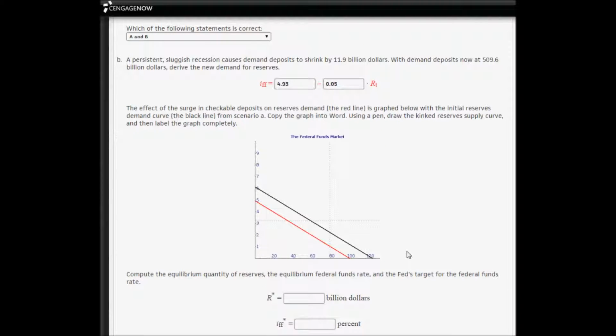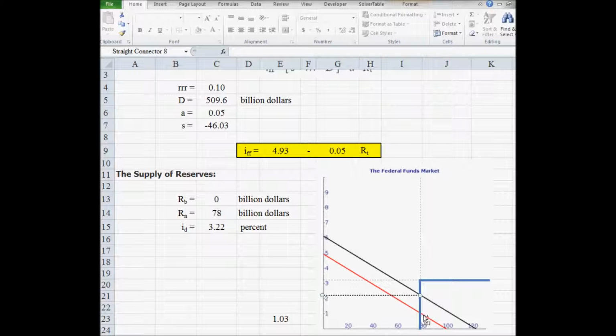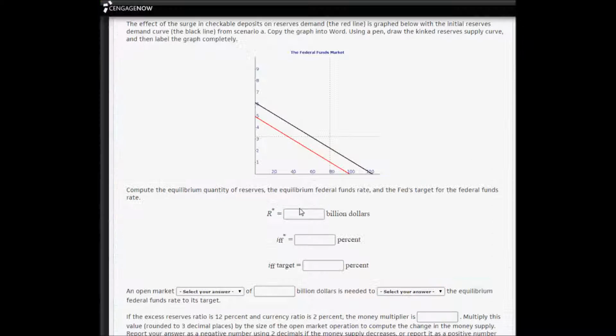And it's shown down here in this diagram. So this is the original demand curve for reserves, and this is the final demand for reserves. I'm going to copy and paste that into Excel. With the target at 2.22%, the federal funds rate looks like it dropped to 1.03%. The equilibrium quantity of reserves, I have to recognize, has not changed: $78 billion.